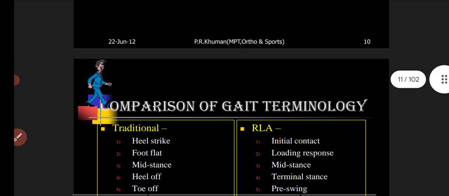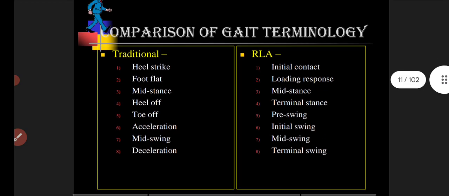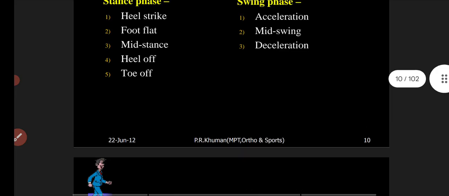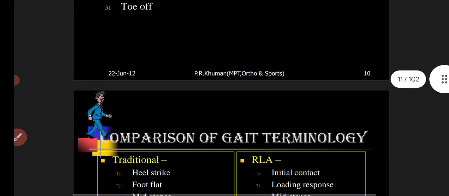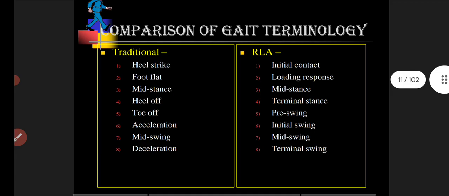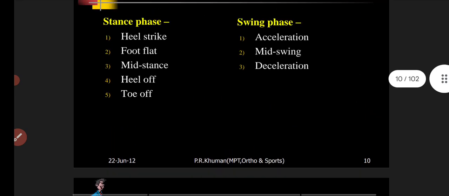Now we will know that the phases are classified into two types. One is the traditional classification, and the other is the RLA, or Rancho Los Amigos, classification. In the traditional type, the first phase is known as heel strike.